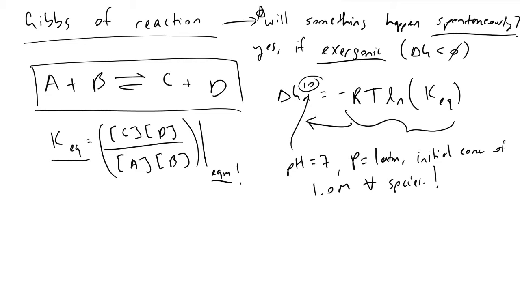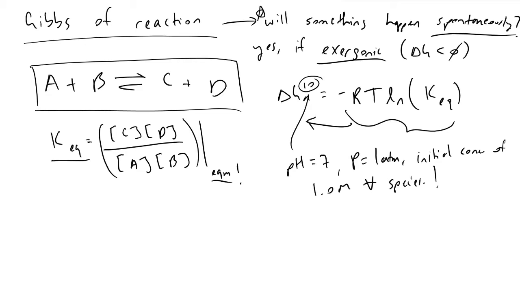And because of its specificity, it allows us to tabulate it. And so you don't actually need to do this. So in a textbook, you would just look up the standard Gibbs of formation of some reaction. And if this is a brand new reaction, you might have to do this on your own. But for most reactions, this already exists.